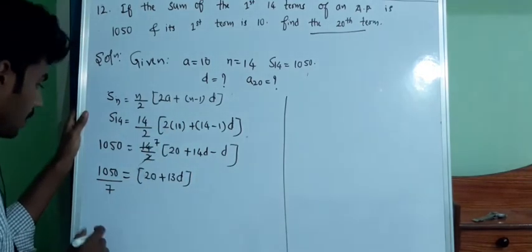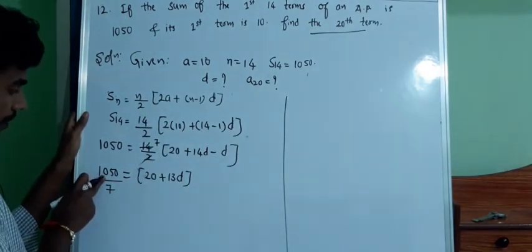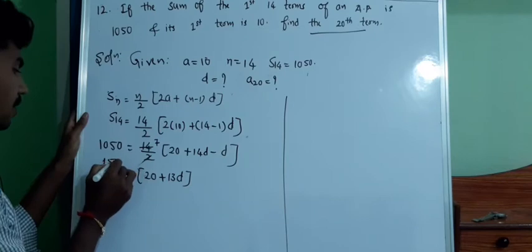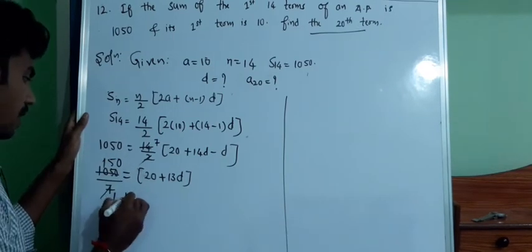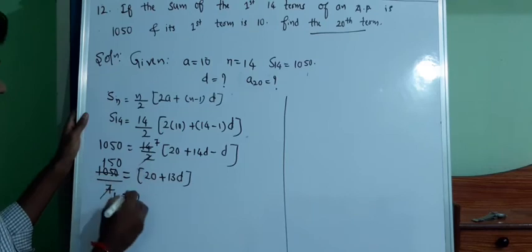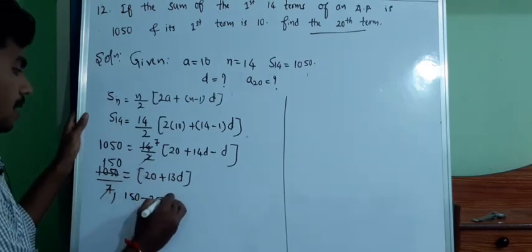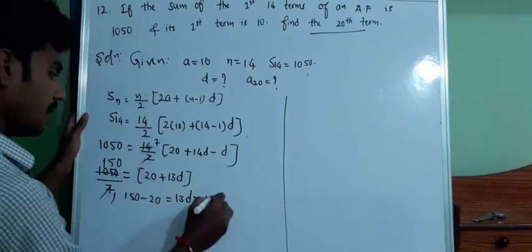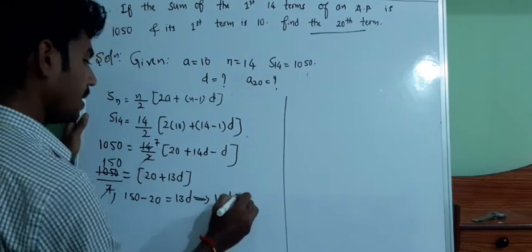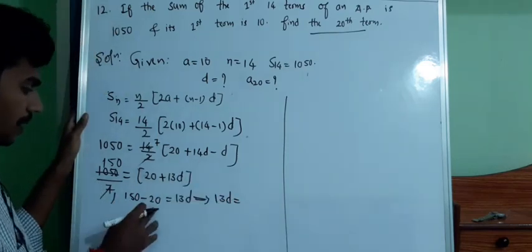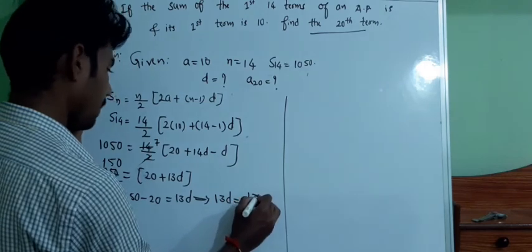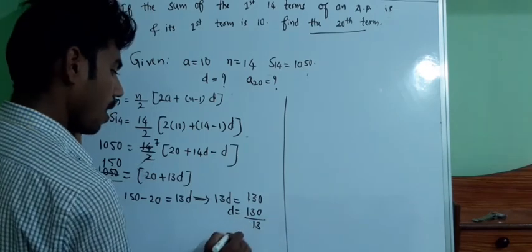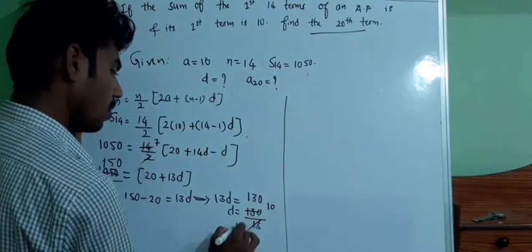Fine. Now 7 ones are 7, 3 left 35, 7 fives are 35, 0. That is 150. This 20, if I transfer to the left hand side, becomes minus 20, which is equal to 13D. So 13D is equal to 150 minus 20, which is 130. So D is equal to 130 divided by 13, 13 ones are 13, tens are 130. D is equal to 10.